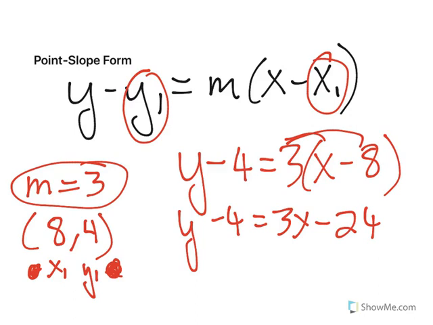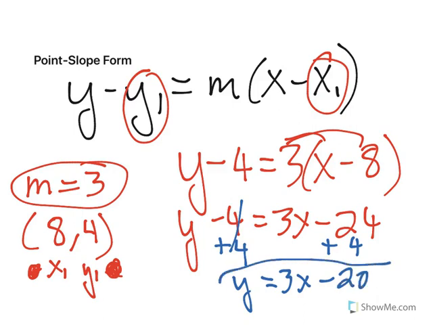Okay, now we want to get this into slope-intercept form so that we can graph it, because that is the easiest way to graph it. So you add 4 to both sides using the addition property of equality. Those will cancel, and you end up with y is equal to 3x, and negative 24 plus 4 is negative 20. And there's your slope-intercept form: y equals 3x minus 20.